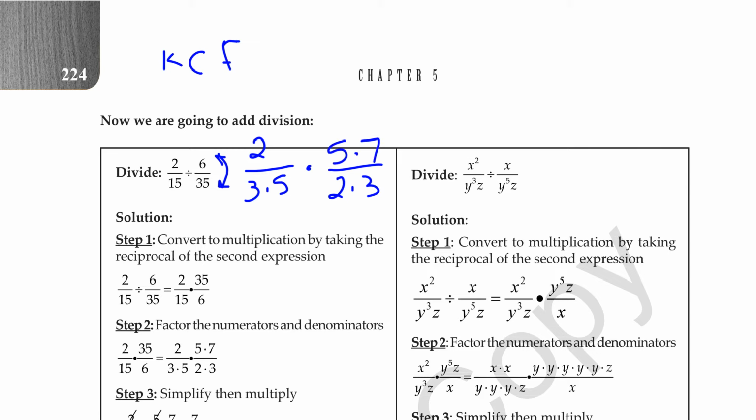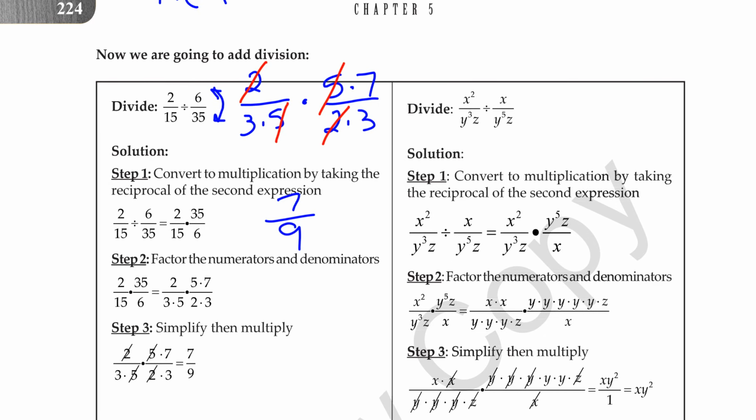And now again, you can cancel vertically or diagonally. So it looks like we've got some 2's here that will cancel, and these 5's. So what are we left with in the numerator? Looks like we're left with a 7. In the denominator, 3 times 3. So that would be 7 over 3 times 3 is 9. If you look down here, you can see all of that right there is what we just did up here.